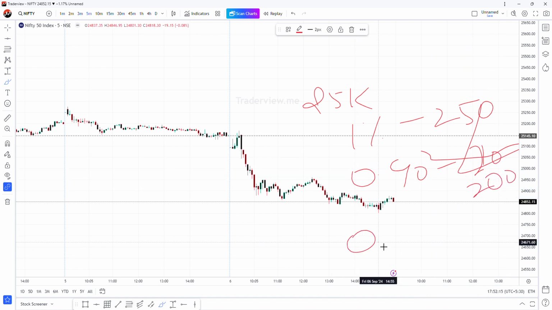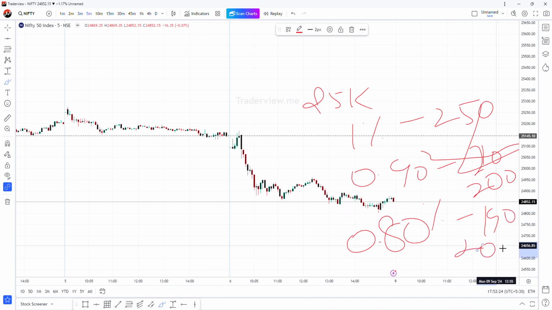If it is 0.8 percent, it will be 190 to 200, correct? So it is just roughly I am giving you the calculation. You can calculate by yourself.